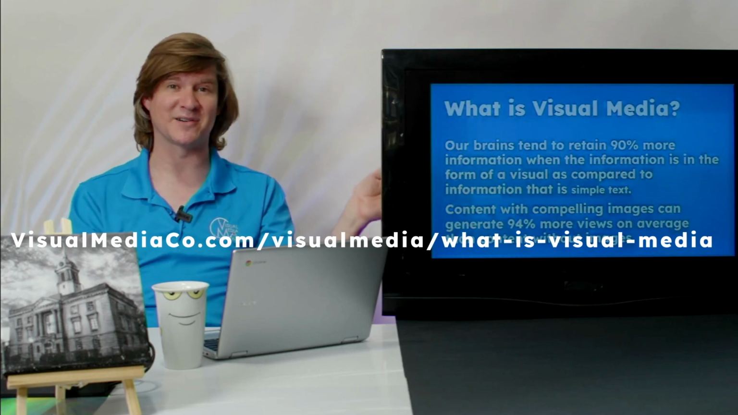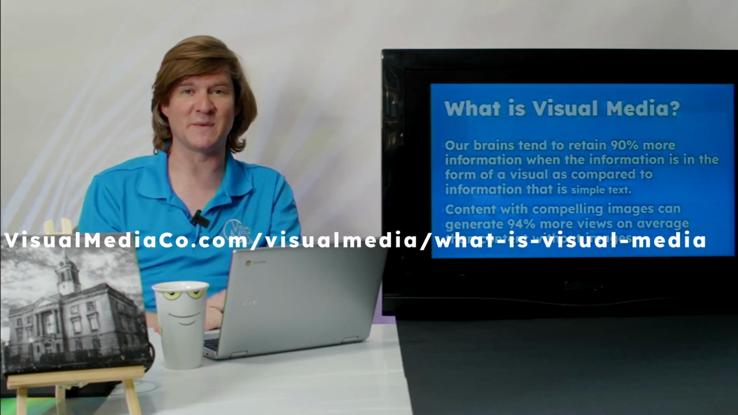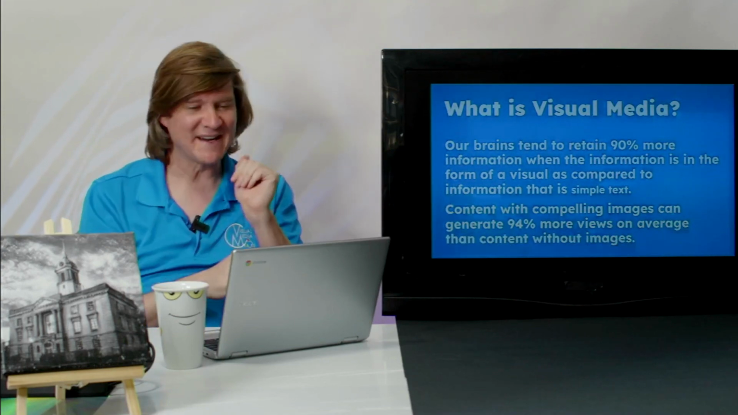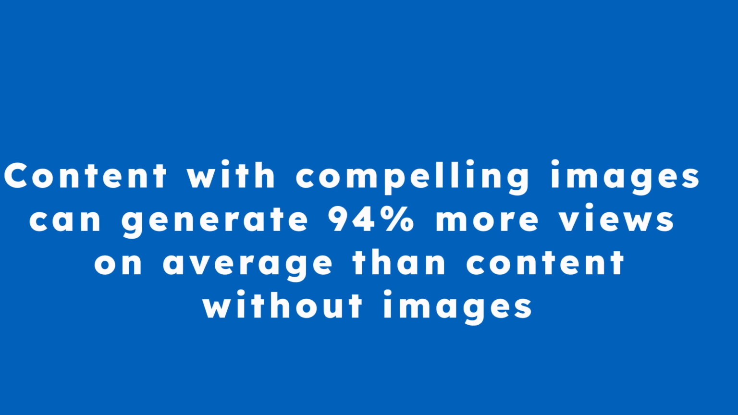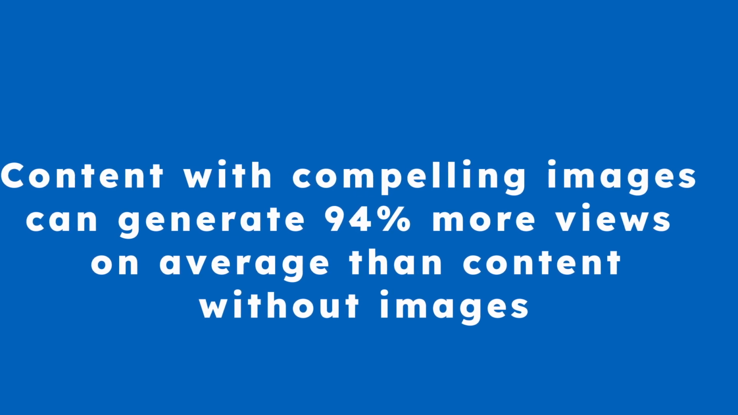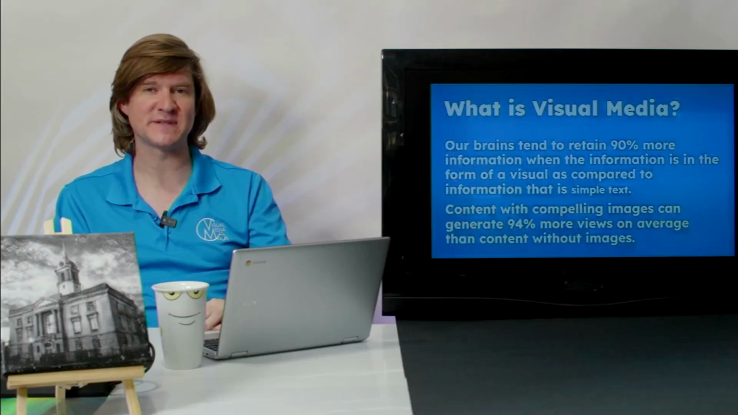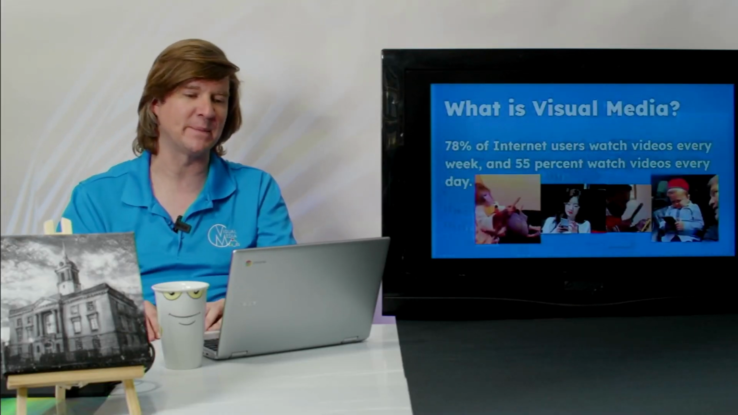And this is a blog article on visualmediaco.com. So a lot of these educational pieces are going to be repurposed content that we turn back into video pieces. We've already done them, but we're going to do it again. So content with compelling images can generate 94% more views on average than content without images. I mean, almost 100% increase. That's incredible if you're working from a media and marketing standpoint.